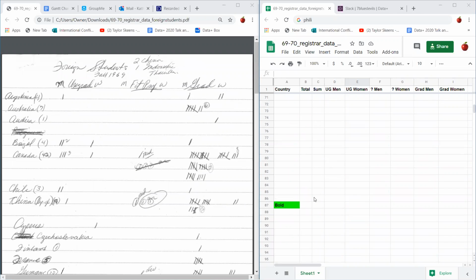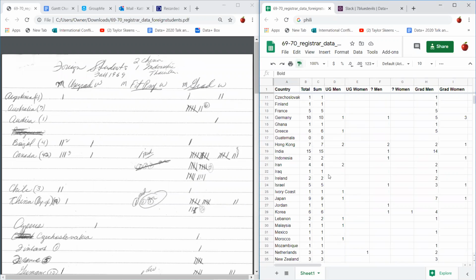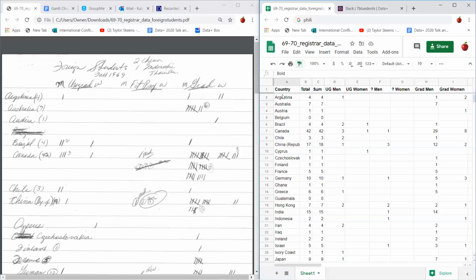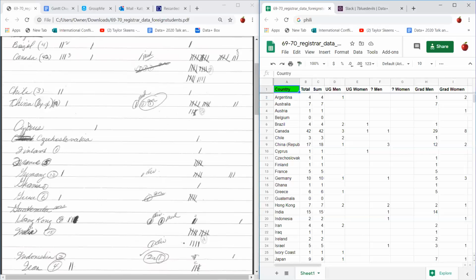As I go along, I'm just going to highlight things in green bold. So the first thing I did was copy down all of the countries. That was actually a little more complicated than it sounds because, like I said, this cursive is kind of hard to read. Most of these are okay, you know, Argentina, Australia, that says Austria. Some of them are a little more complicated.